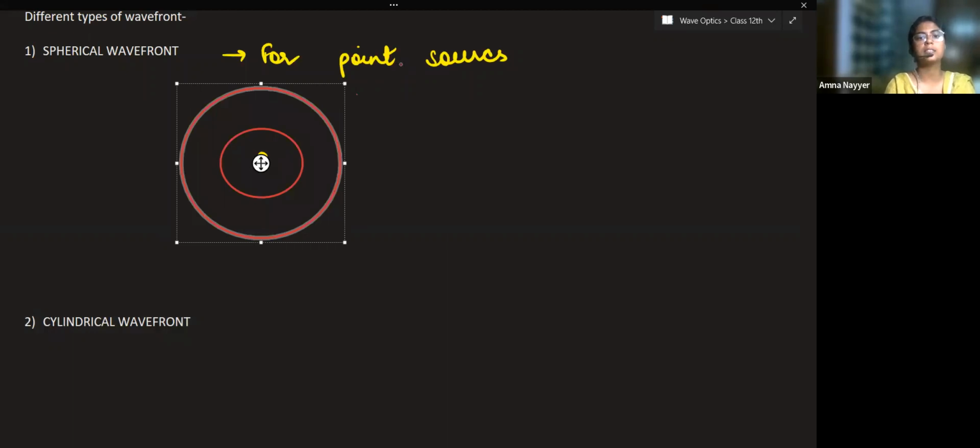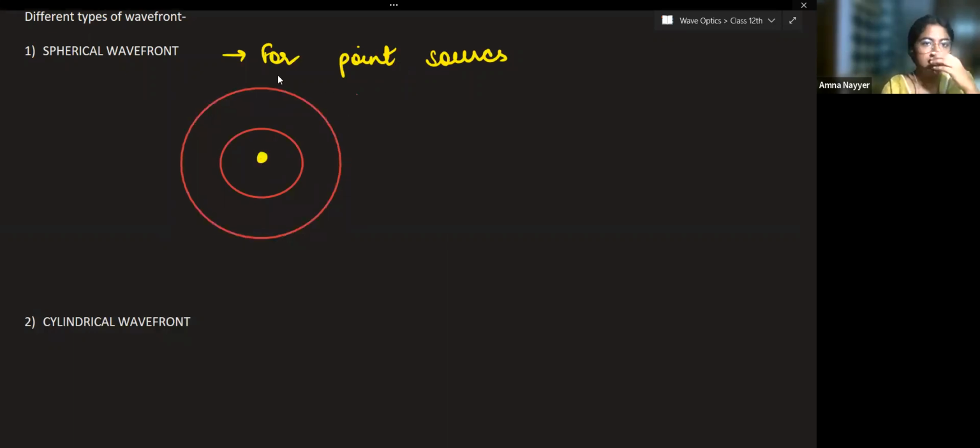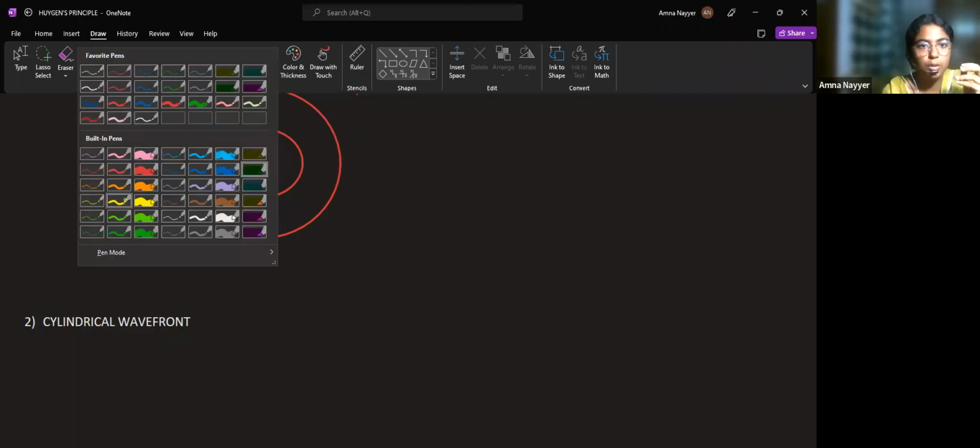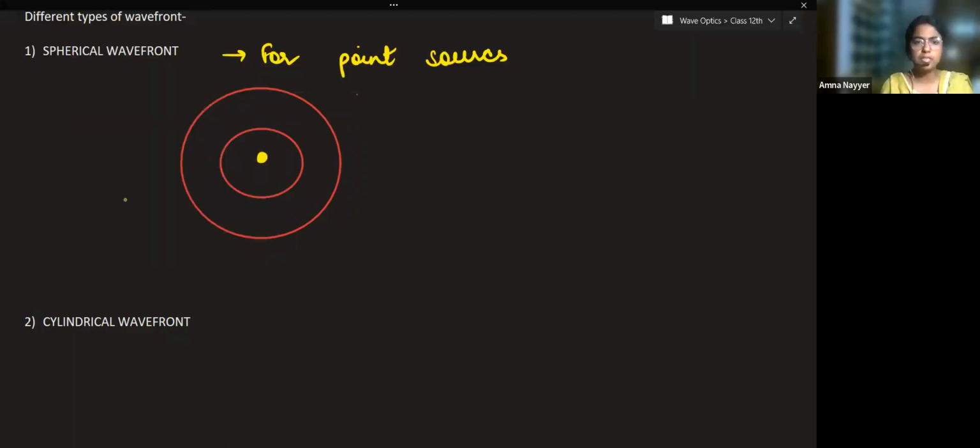Like this only. See, if you have a stone and you throw it into a still lake, what will happen? These kinds of vibrations you obtain, those are nothing but just particle vibrations. Similarly, you have wavefronts. So these are the wavefronts that you obtain. This is for a spherical wavefront.